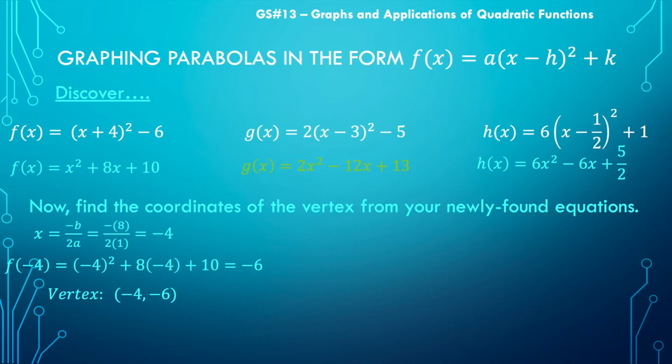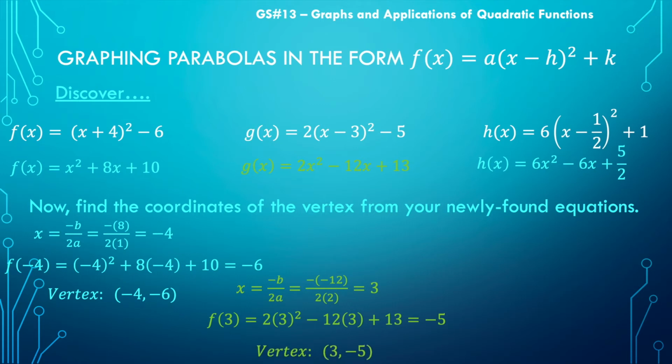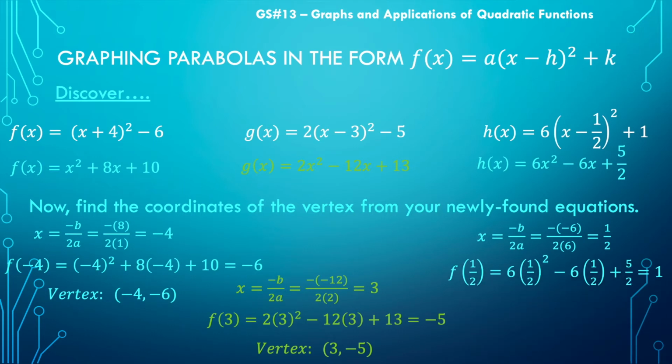Okay, welcome back. Here we go. G of x. We're going to say the x of the vertex for that function is negative negative 12 over 2 times 2, so positive 12 over 4, which is 3. And then g of 3 will end up being negative 5. And so my vertex is 3, negative 5. And for h of x, we would have negative negative 6 over 2 times 6, so positive 6 over 12 is 1/2. And then h of 1/2 will end up being 1. So our vertex is 1/2, comma, 1.